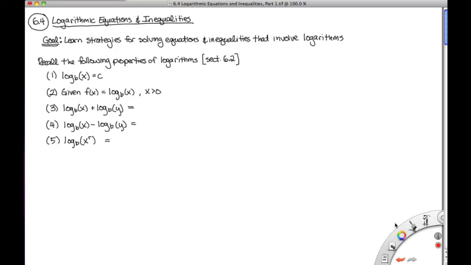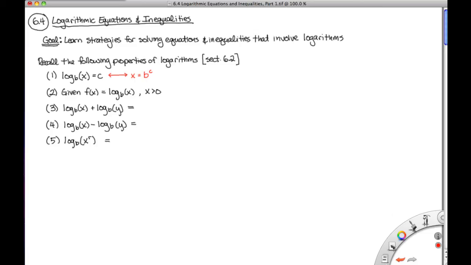So number 1, real quick, this is how we defined a logarithmic function. So if we know that the log base b of x is equal to c, another way that we could think about this is we could write this as an exponential equation. So we could consider that x, the argument inside of our logarithm, is going to be equal to our base b raised to the power of c. So this is a way for us to translate between a logarithmic expression and an exponential expression.